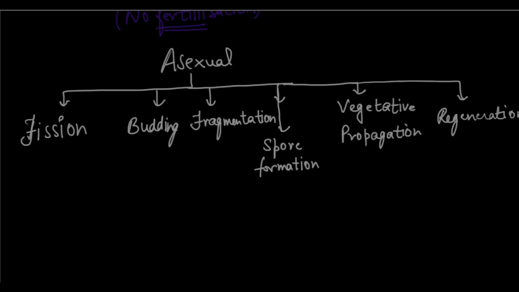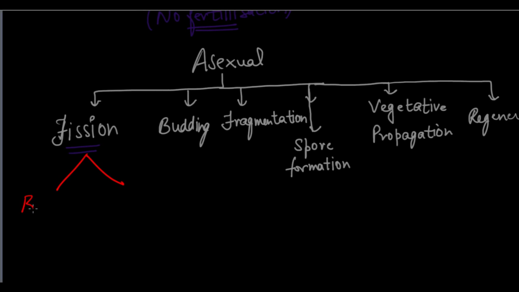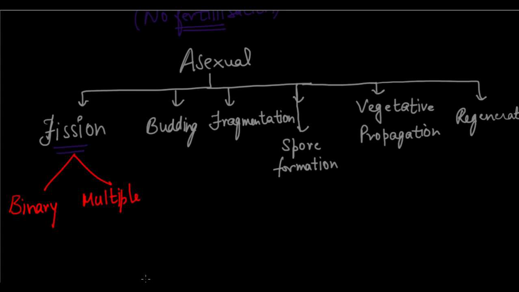So, fission. First of all, let us take up fission. Fission is further divided into two kinds. Right, let's have a look at that. There is binary fission and there is multiple fission. Right? So this is the classification of asexual form of reproduction. Now let's have a look at them in detail.